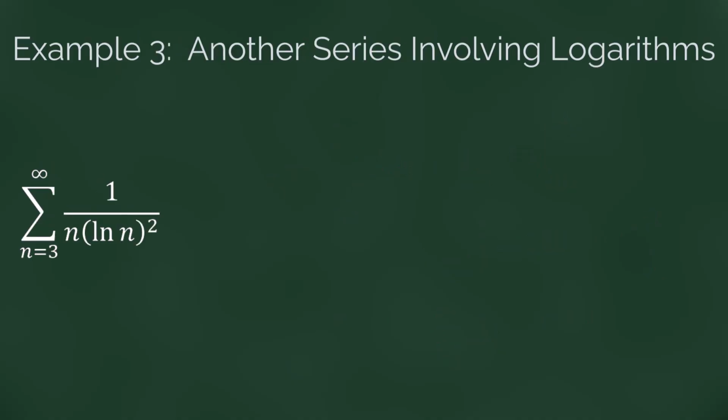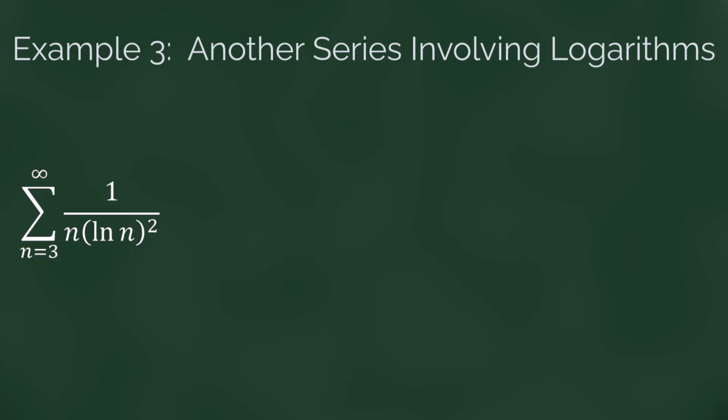For our final example, we're going to examine the series from 3 to infinity of 1 over n ln of n squared. Now you may be asking yourself, isn't this very similar to what we just did? Aren't we going to get the same result? But if you think about it, natural log of n squared grows much more quickly than the natural log of n does, which means our denominator is getting bigger faster, and our entire series is getting smaller faster. So we may see a different result. Let's check out what happens.